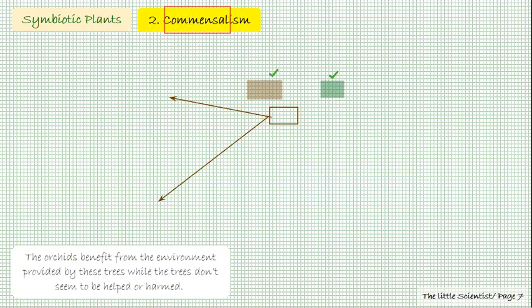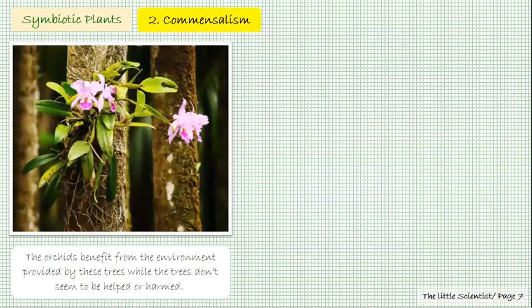Let's go to another type of symbiotic relationship. It's the orchids case. The orchids are beautiful flowers living on trees. The orchids benefit from where they are living. They use the tree as a shelter, as a home, a habitat. Here, the trees do not care. They get nothing from this relationship. So the orchids benefit, the trees do not care.